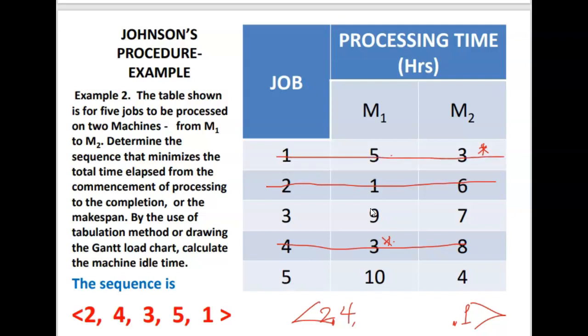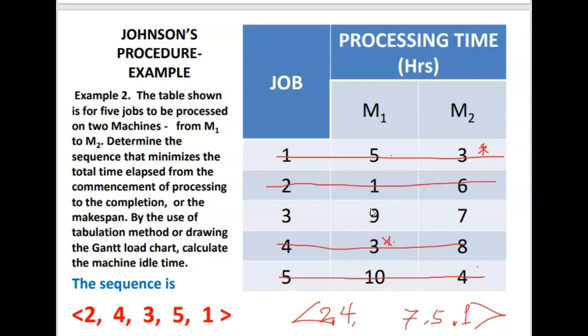After 3, the next processing time is 4 hours, because after 3 is 4. But the 4 is on machine 2, which is job 5. So since it's on machine 2, we start from the back. So this is out. The next processing time after 4, we have 5, but 5 is out, 6 is out. The next one is 7. Where do we have the 7 processing time? The 7 hours, we have it on machine 2. We start from the back.